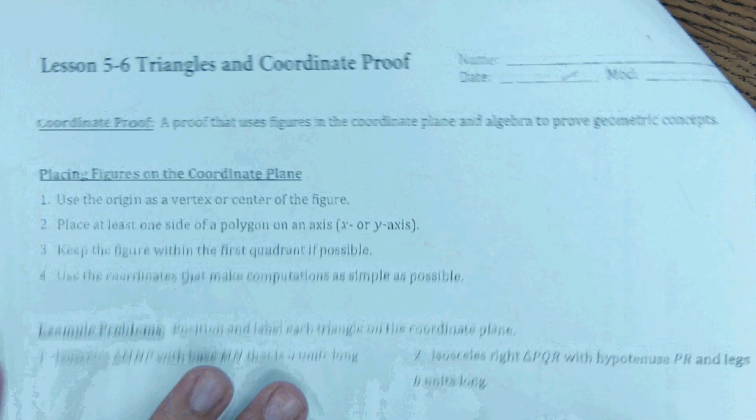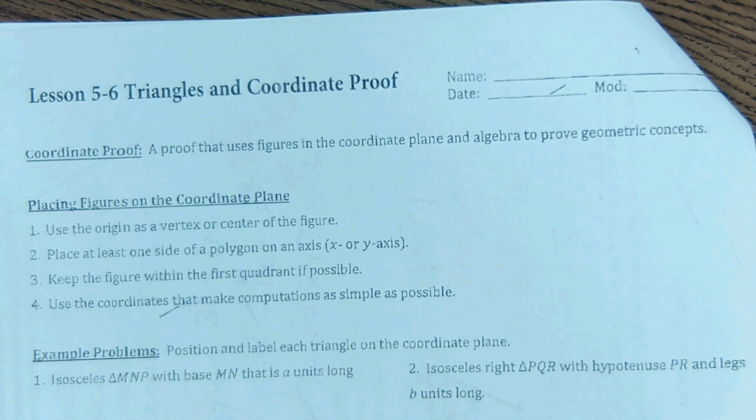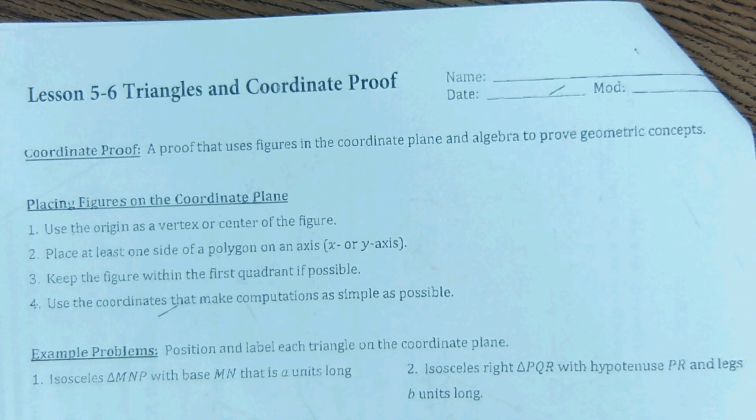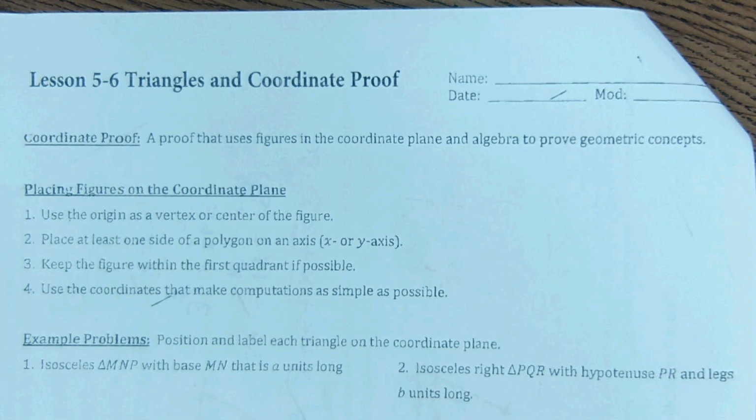Okay, so triangles and coordinate proofs. This is a little bit different than what we've seen in the chapter. They do put this on testing sometimes, which is why they have a whole lesson in the textbook on it. It's different, it's weird, but I think I can make it make sense so that if you saw it on a test, you could figure it out, and that is the goal.